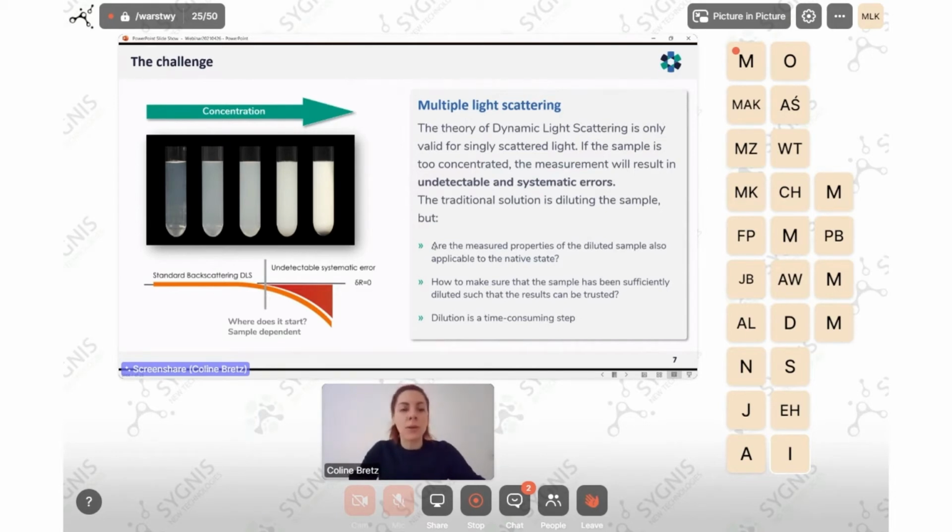And also, it's difficult to know when the degree of dilution is sufficient. People typically do it by eye, but they have to try measuring the sample several times to make sure that they get the same results. All in all, the fact that you have these undetectable and systematic errors at a certain concentration is extremely inconvenient and typically goes unseen by users. So we do see that people doing dynamic light scattering typically have errors in the measurements, and that has led to light scattering being, you know, an undervalued technique in the characterization of nanomaterials.